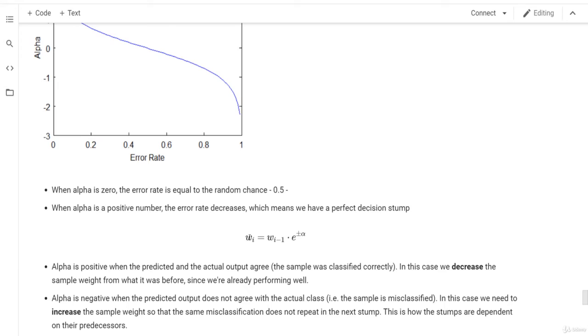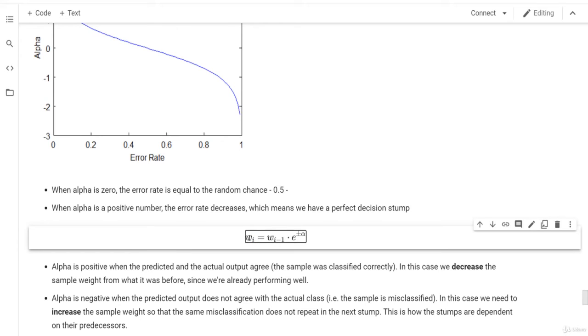And here we have w of i, right? So this is different from alpha. w is basically for each sample, right? We give a weight for each sample. So the weight for each sample is equal to the weight from the previous iteration, or the previous weight for this specific sample, times e to the power of alpha, and this alpha can be positive or negative.